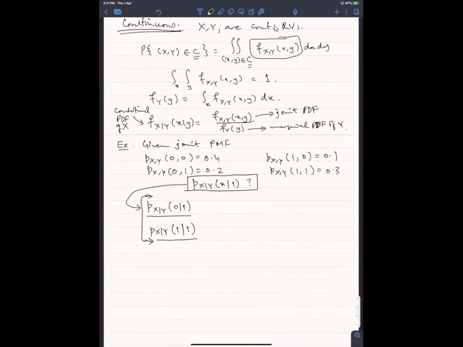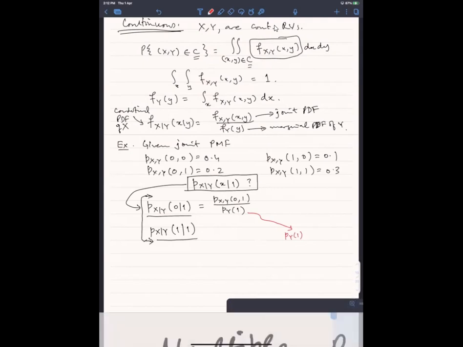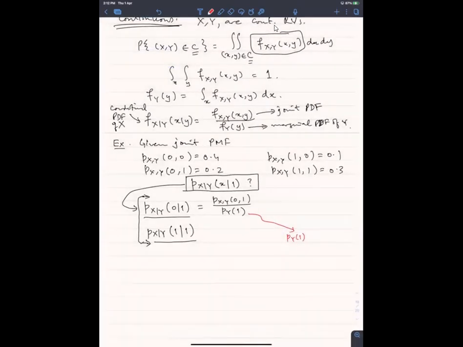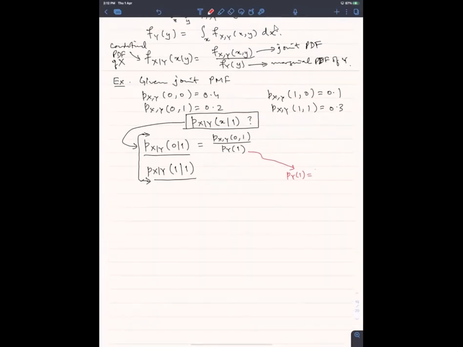Okay. So how do I find this probability x takes a value 0 given y is equal to 1? This is simply the joint PMF at 0, 1 divided by the PMF of y evaluated at 1. And then what is this guy, P of y at 1? P of y at 1 is the PMF of y evaluated at 1. This is the summation over all x of the joint PMF of x and 1.